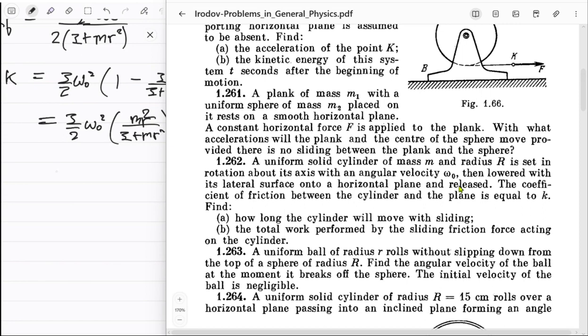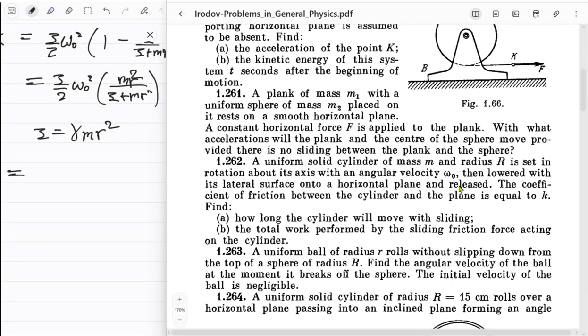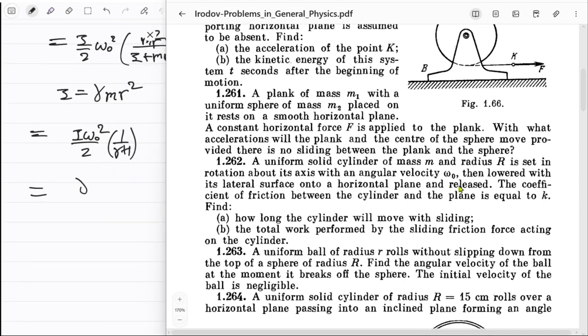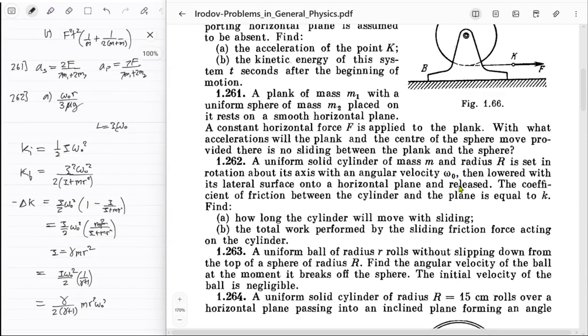And suppose your I is of the form gamma m r squared, then that's even better because you can just write it like this. This will actually be equal to I omega naught squared upon 2, in fact, and then you can write this thing as 1 upon gamma plus 1, right? Or if you really want, you can write gamma upon 2 times gamma plus 1 times m r squared omega naught squared. Cool. So there we go, that's our answer, I guess.